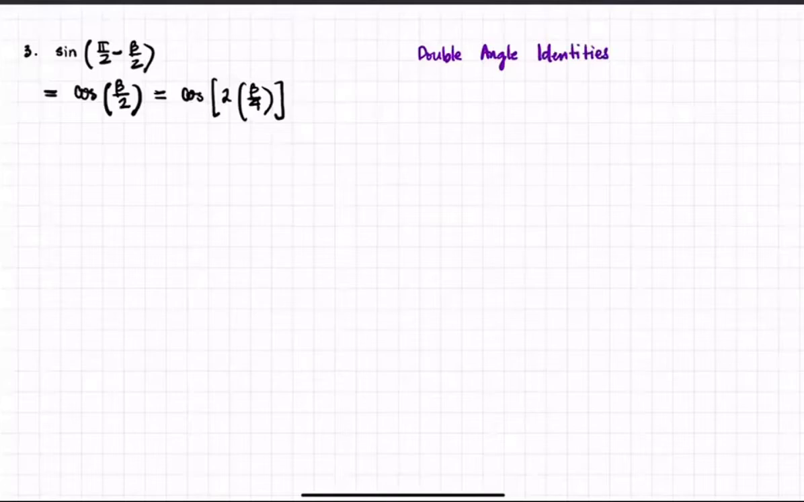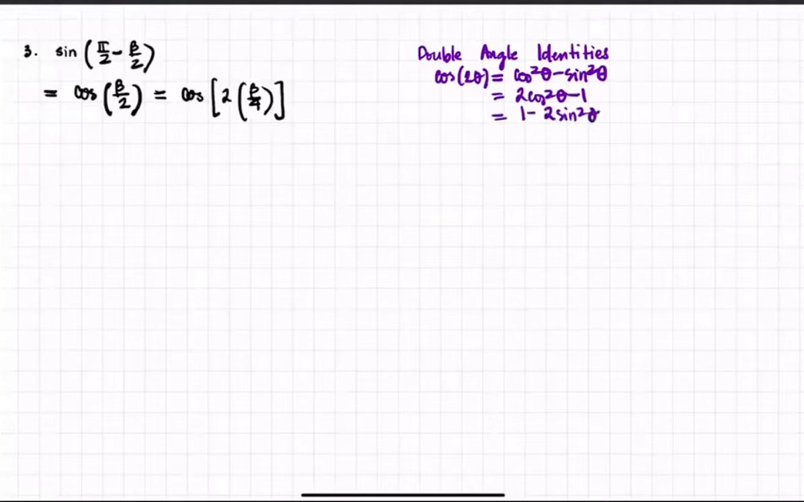For cosine 2 theta, tatlo yung itsura niya, no? Pero yung pinakasikat is cos square minus sine square. Pwede mo rin gamitin yung 2 cos square theta minus 1. Or pwede rin 1 minus 2 sine square theta. Depende kung ano yung available.